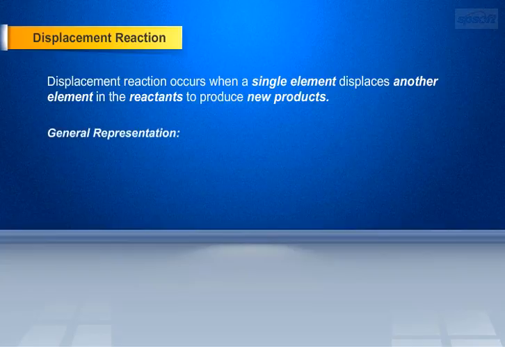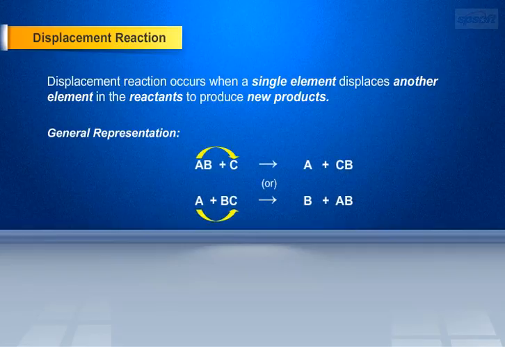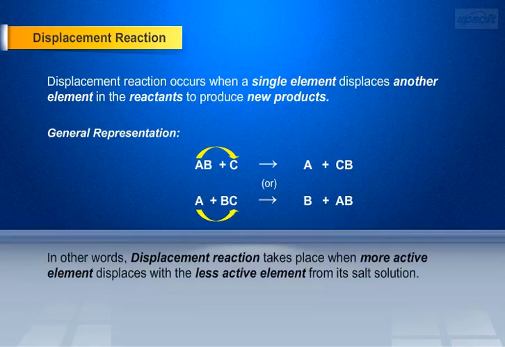The general representation is A plus BC gives AC plus B, or A plus BC gives AB plus C. In other words, displacement reaction takes place when a more active element displaces a less active element from its salt solution. Here are some examples for displacement reactions.